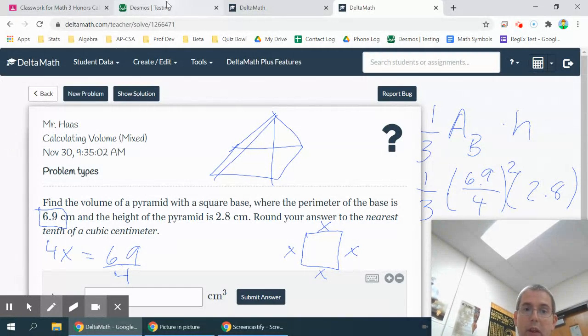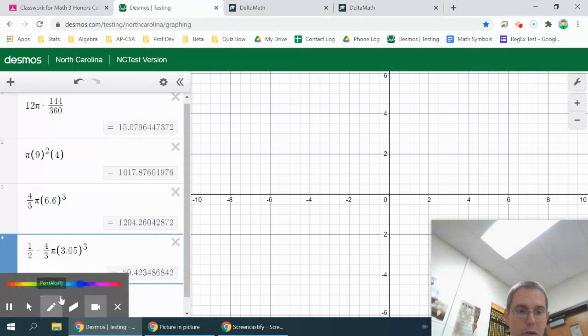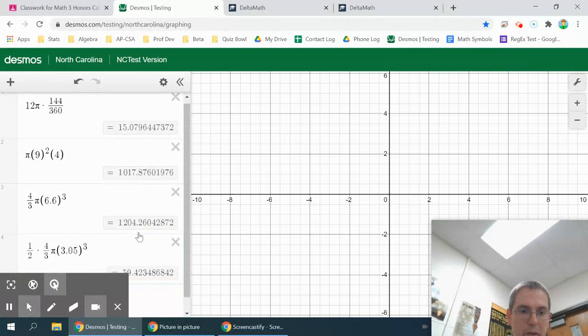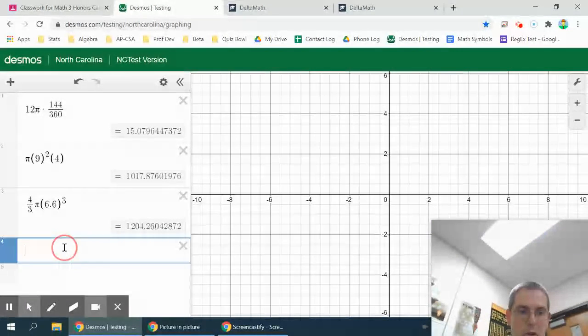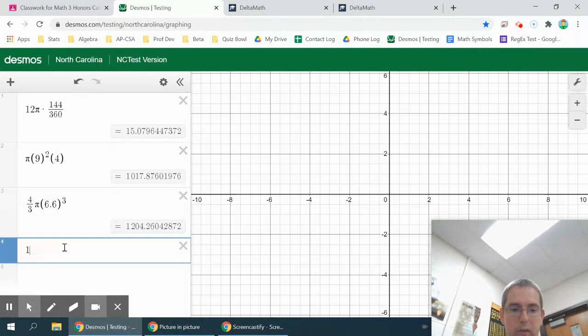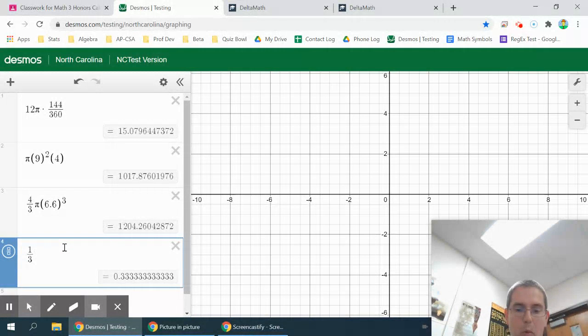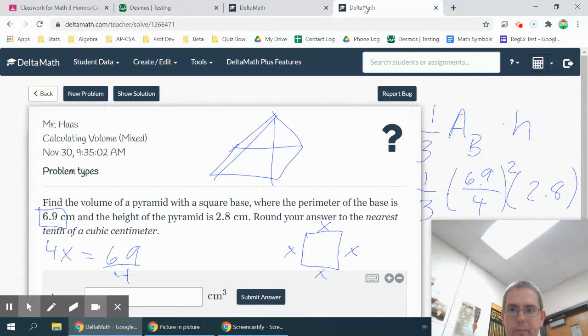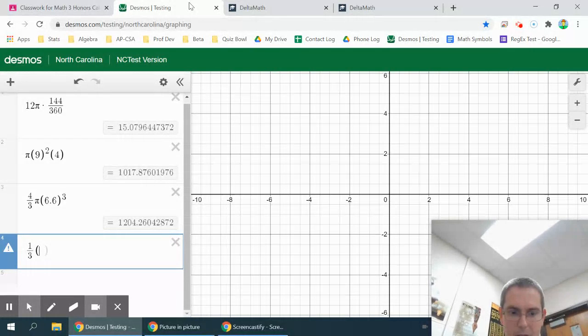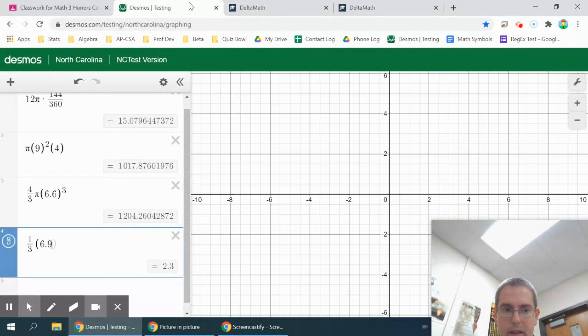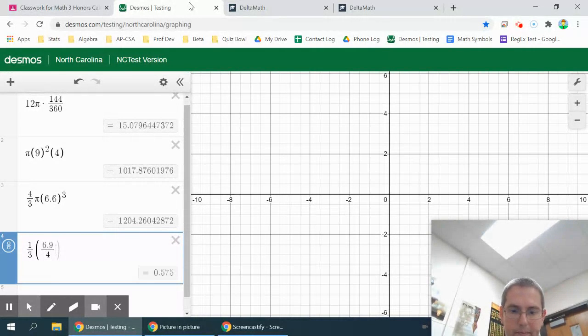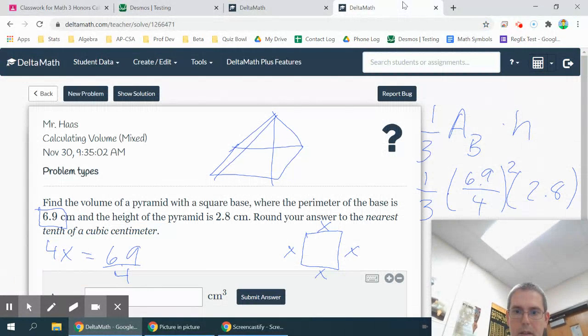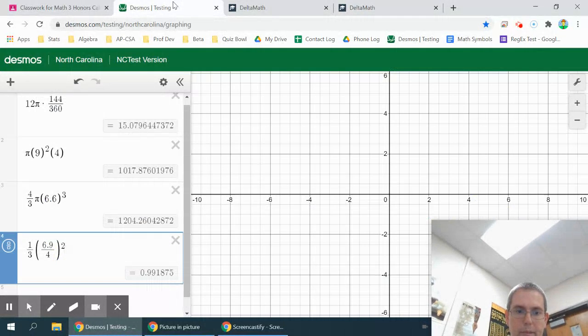I just let Desmos handle all of this for me. You could do some intermediate steps if you wanted to, but it's unnecessary. So what I'm going to have, once again, is the 1/3 in front since it comes to a point, and then the 6.9 divided by 4, wasn't it? Yep. So 6.9 divided by 4 squared times 2.8.